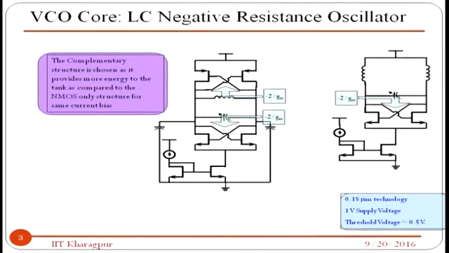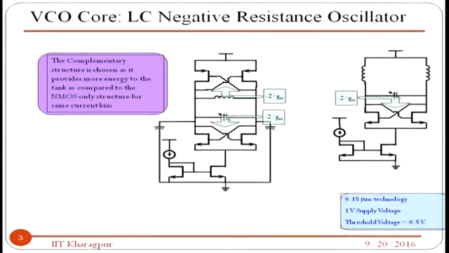But whatever Gm you require for the condition Gm into Rp greater than 1, whatever Gm you require for a single coupled one will be much less, at least half of the Gm, in case of the cross coupled one. Then what is Gm? Gm is equal to the square root of twice mu n Cox W by L IDSS. So, in this case you will have less current consumption. So, the same Barkhausen criteria, that is the oscillatory condition, whatever Gm needs to be achieved can be done at much lower current in a cross coupled pair.